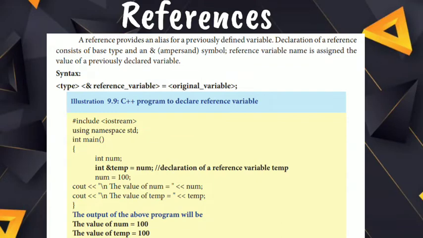Okay, reference. A reference provides an alias for a previously defined variable. The definition of a reference consists of a base type and the ampersand symbol. The reference variable name is assigned the previously declared variable. For syntax: type &reference_variable is equal to original_variable semicolon. This is called the reference syntax. Okay, clear?